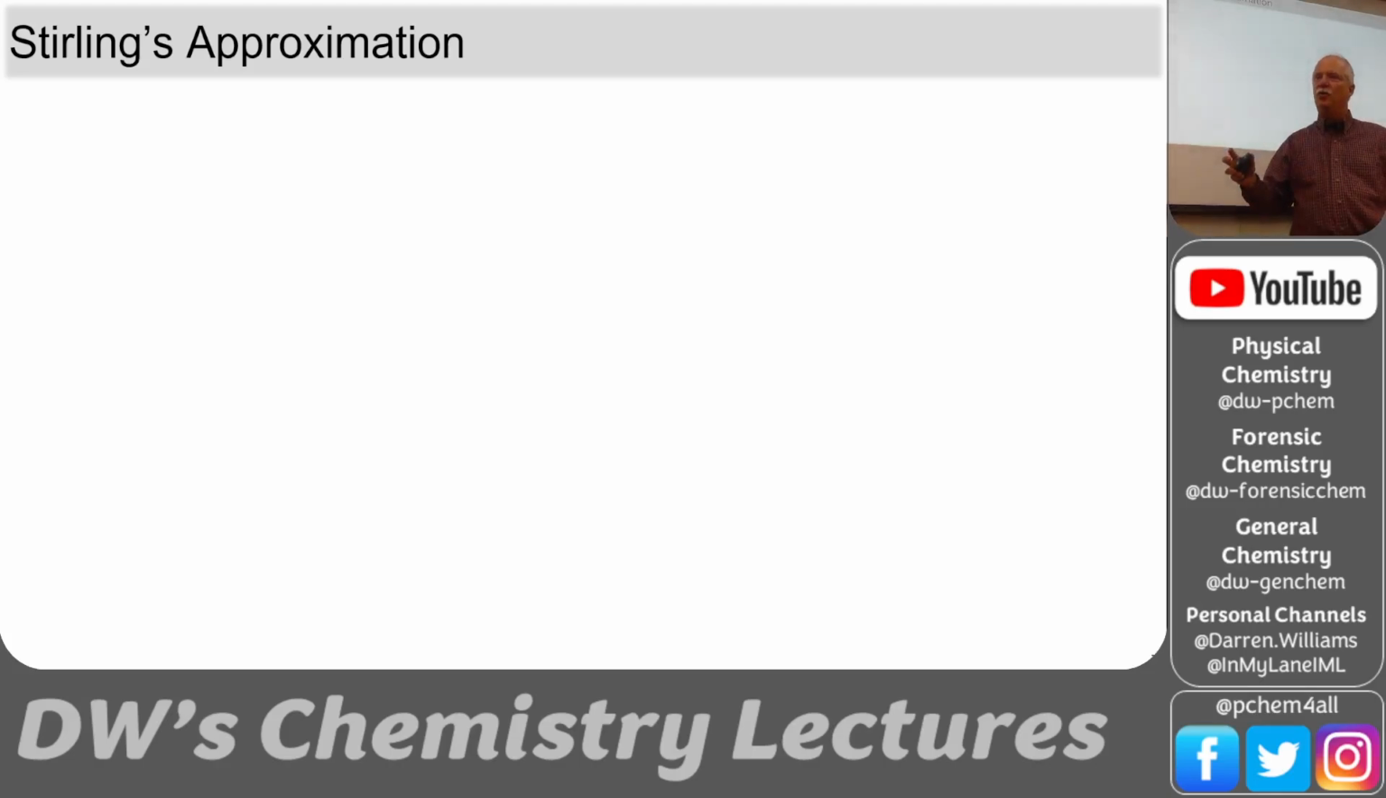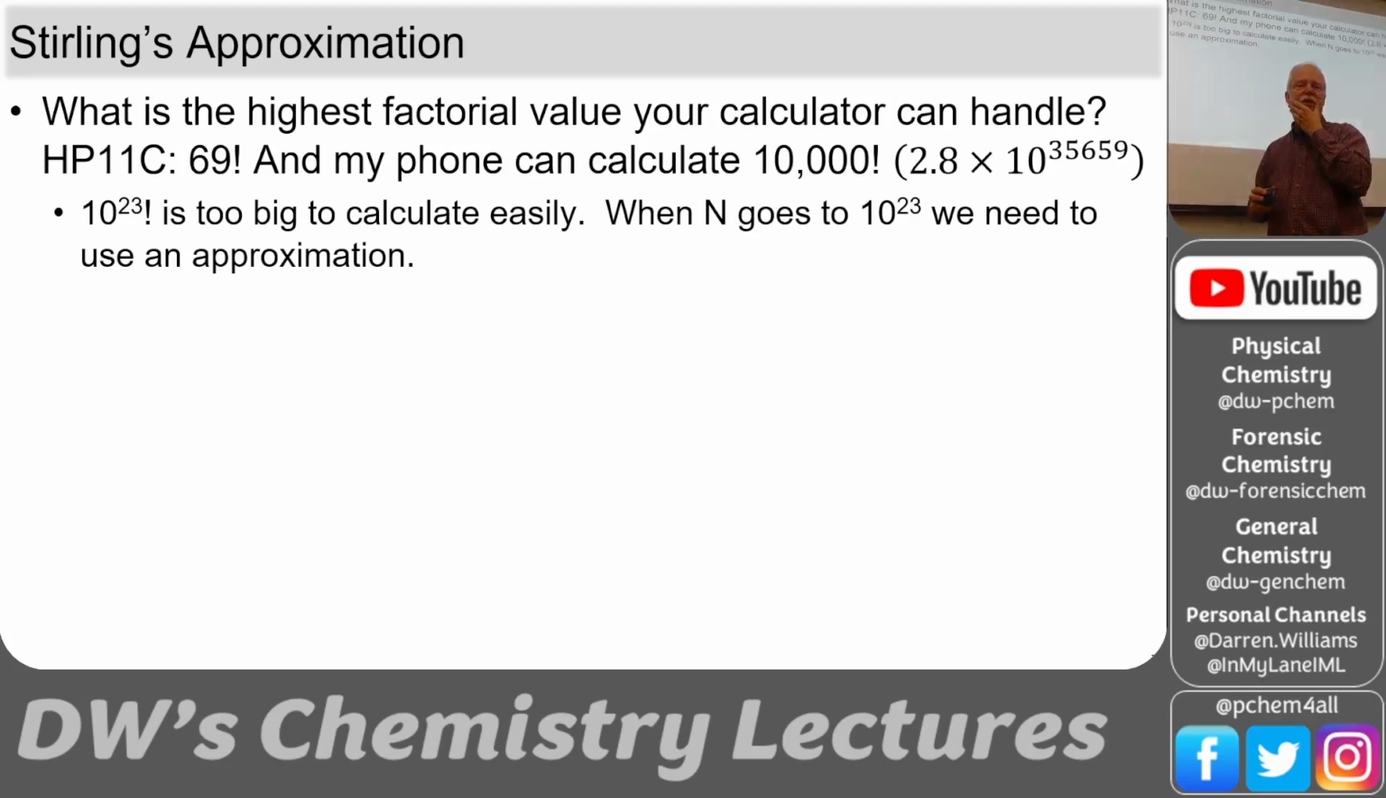You're going to end up with factorials, okay? And all of these factorials are how you calculate the weighting functions. So when you get to big numbers, the factorials become uncalculable by our machines. Like my old 1987 HP11C would give an error after 69 factorial. And my phone calculator can get up to 10,000 factorial.